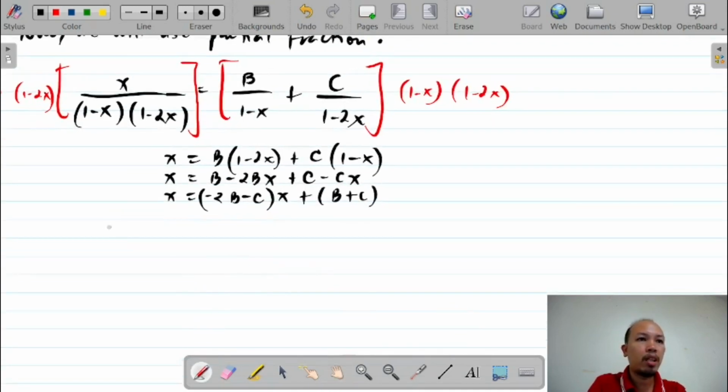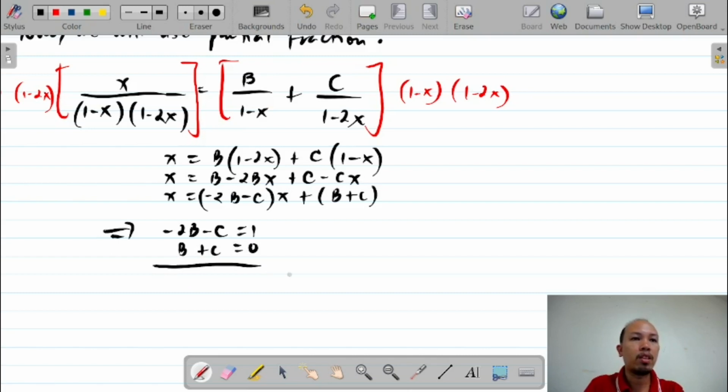But we get these two equations. Negative 2b minus c is equal to 1, and I know that you are very familiar with this one here, b plus c is equal to 0. Just recall your partial fraction topic. So we can add, and notice that that is 0. So we have negative b is equal to 1. So b is negative 1.